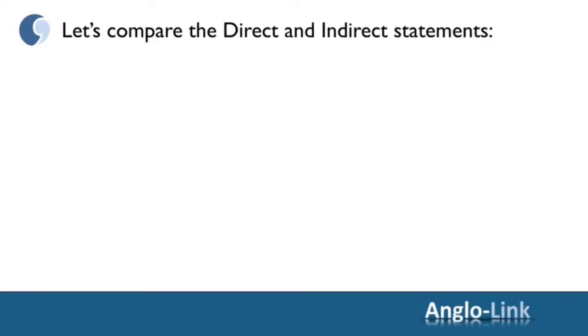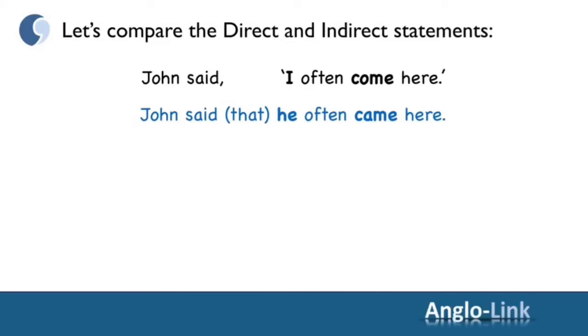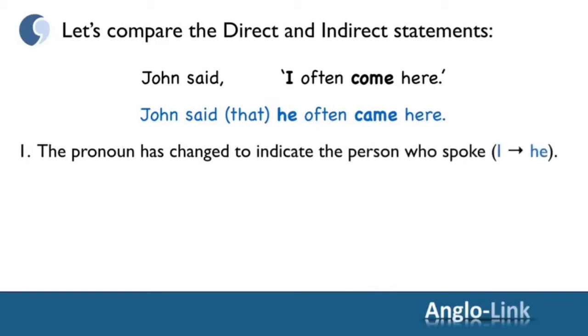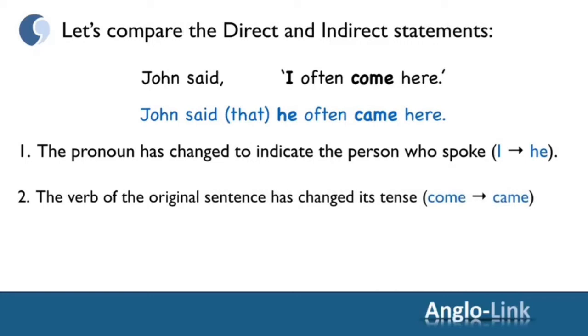Now, let's compare the direct and the indirect statements. In the direct statement, we have John said, "I often come here." Then in the indirect statement, we have John said that he often came here. So what has changed? First of all, the pronoun has changed to indicate the person who spoke. So I has changed to he. Secondly, the verb of the original sentence has changed its tense. Okay? From the simple present to the simple past. Come to came.